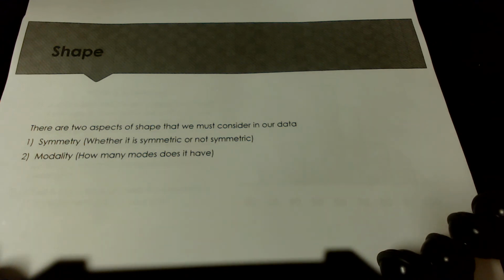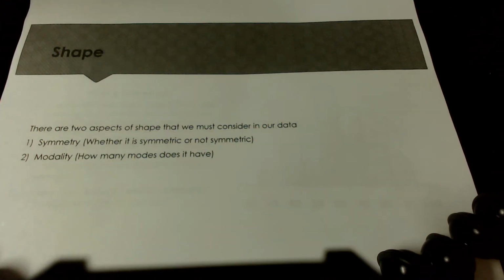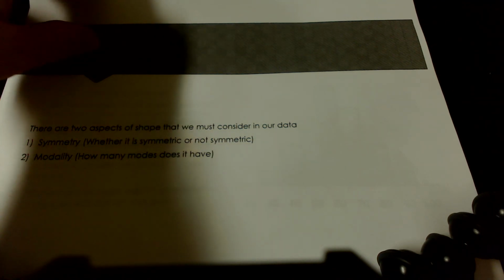Now, when we talk about shape, there are 2 main aspects of shape. They are symmetry and modality, or whether or not it's symmetric or not, and how many modes it has. So these are the 2 things that if I were to ask you what is the shape of this data, you would get back to me, oh, it's symmetric or not symmetric, but it also has this modality.